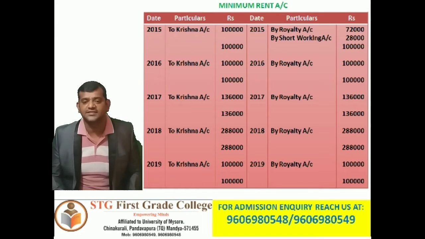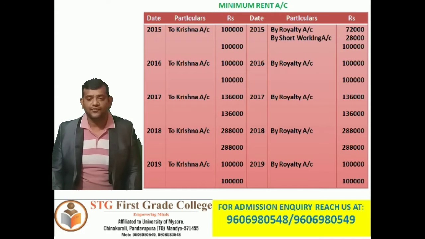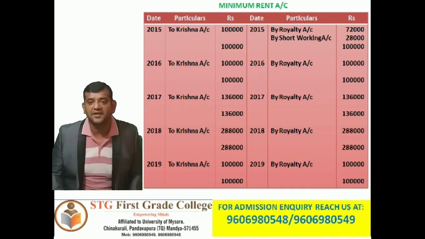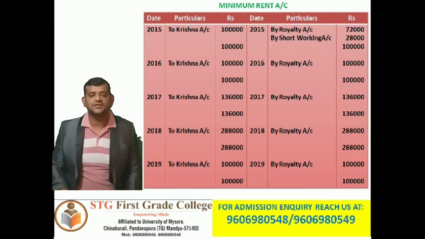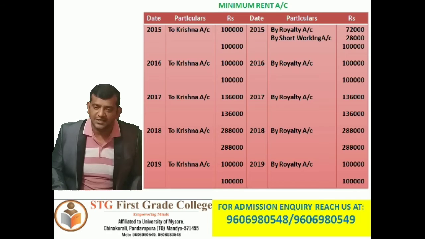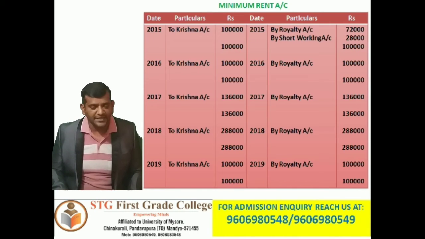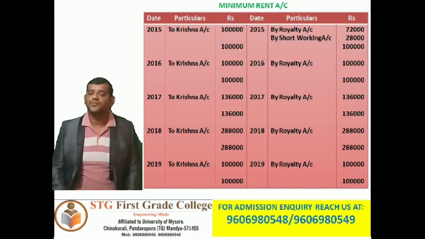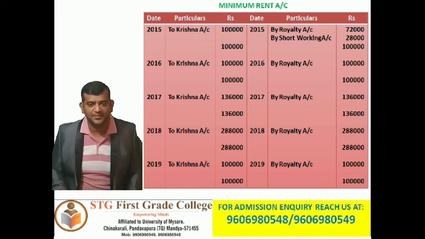2019 to Krishna's account, there was a short working of 1,000. So we are going to transfer it to the minimum rent account. So to Krishna account in the year 2019, 1 lakh. 2019 by royalty account 99,000, by short working account 1,000. Both sides total 1 lakh, 1 lakh. So we are done with the minimum rent account.